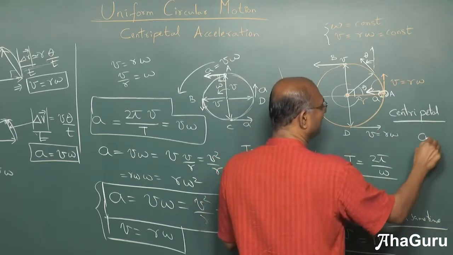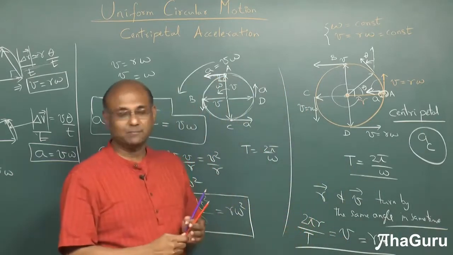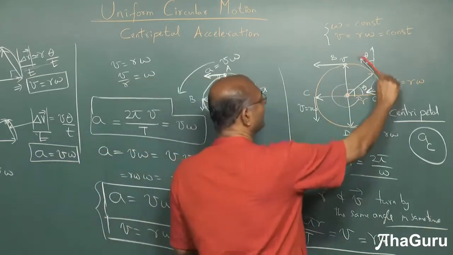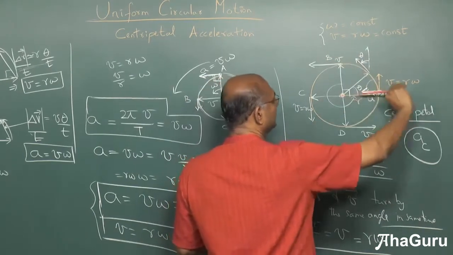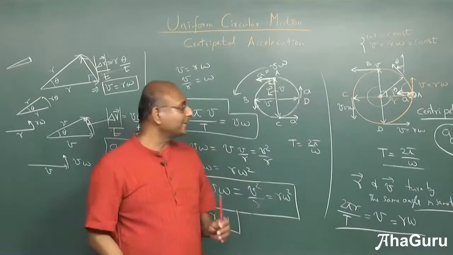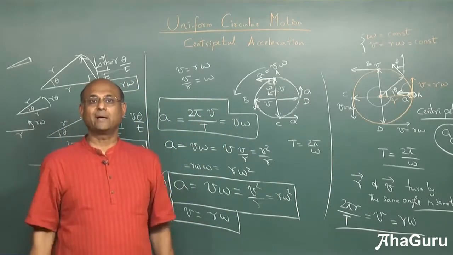So we in fact call this AC, centripetal acceleration. When an object is going around in a circle like this, its velocity is changing direction and the acceleration is pointing towards the center. How much is the acceleration? V into omega.